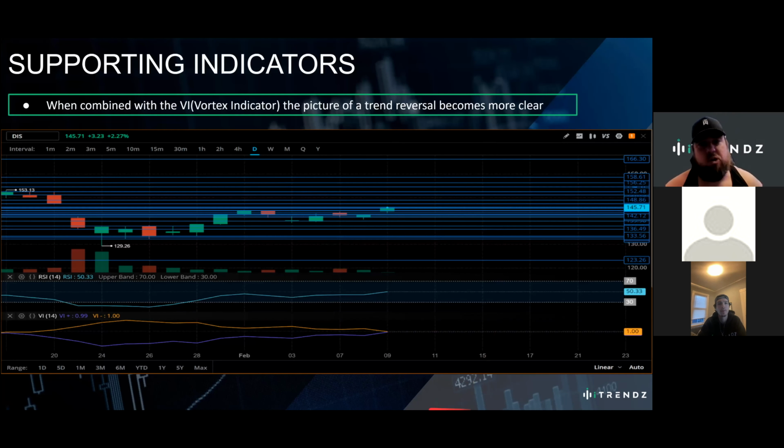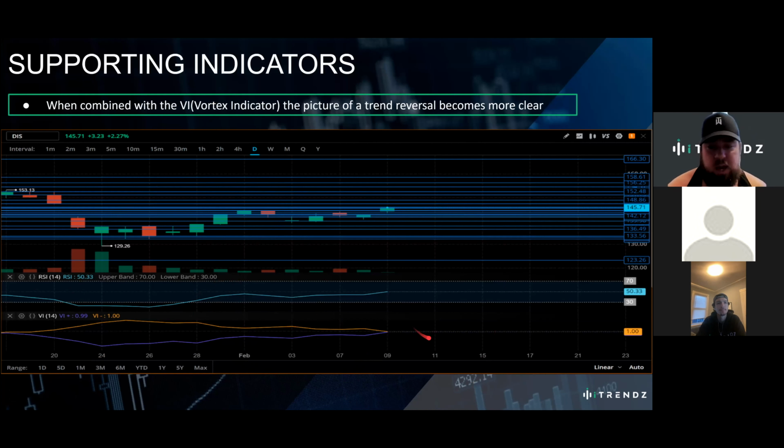You can also see that you can use other indicators to support RSI, which makes your bullish or bearish case even stronger. So here's Disney, paired up with the RSI, which is going to be that blue line, and as well with the VI, which is the Vortex indicator, which we have another video on in that bundle that's coming out in March.